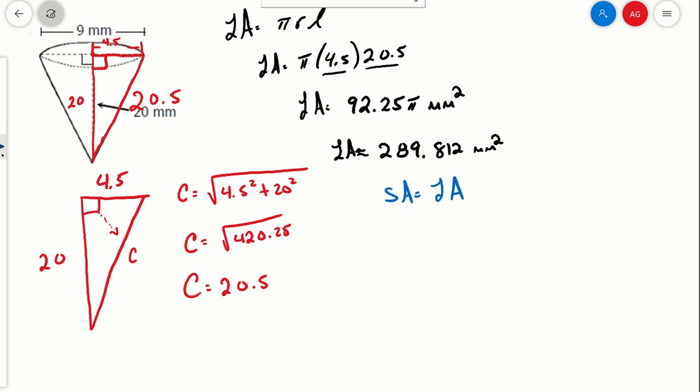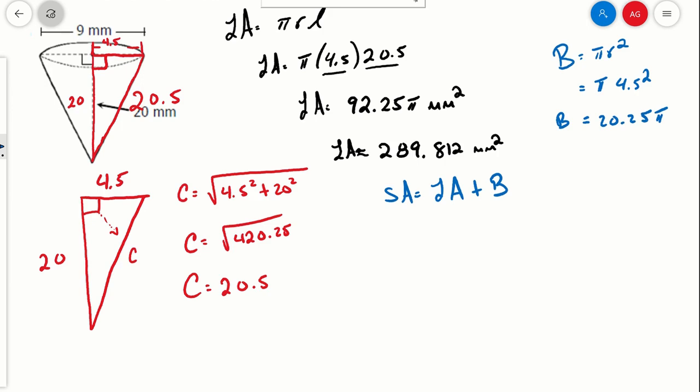Which brings us to the last part of finding the total surface area. And remember, surface area is just lateral area plus area of the base. And so let's talk about area of the base. So area of the base is simply pi radius squared, which we said the radius is 4.5. So we have pi 4.5 squared, or area of the base is simply 20.25 pi, and then meters squared.